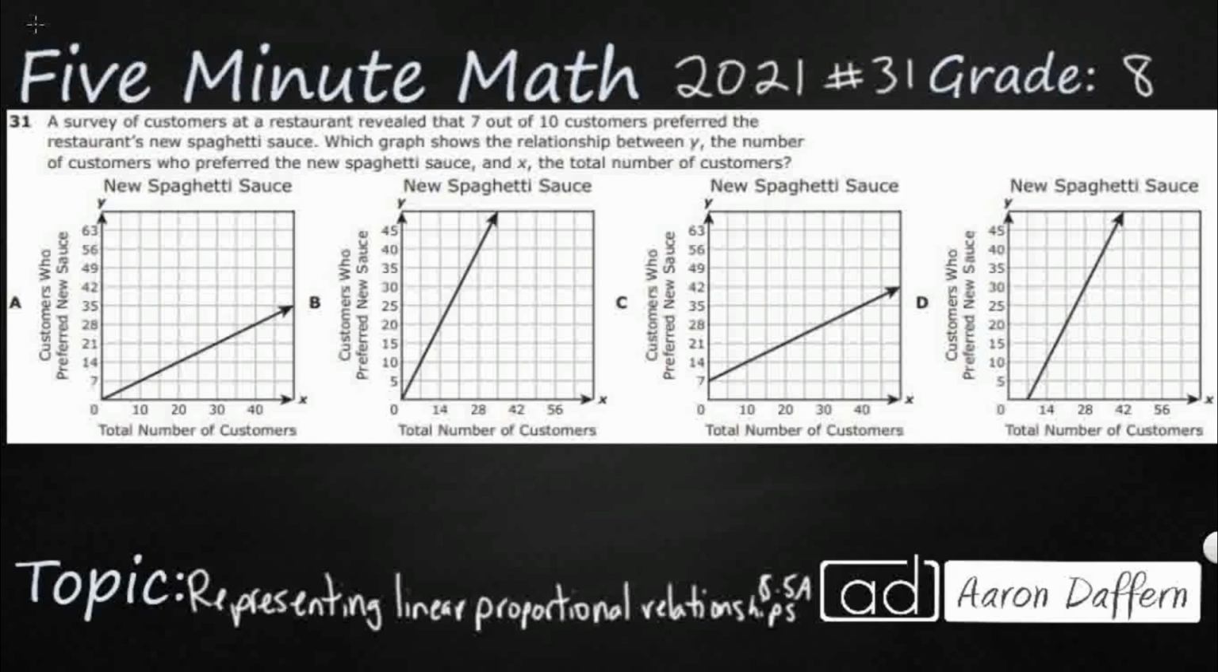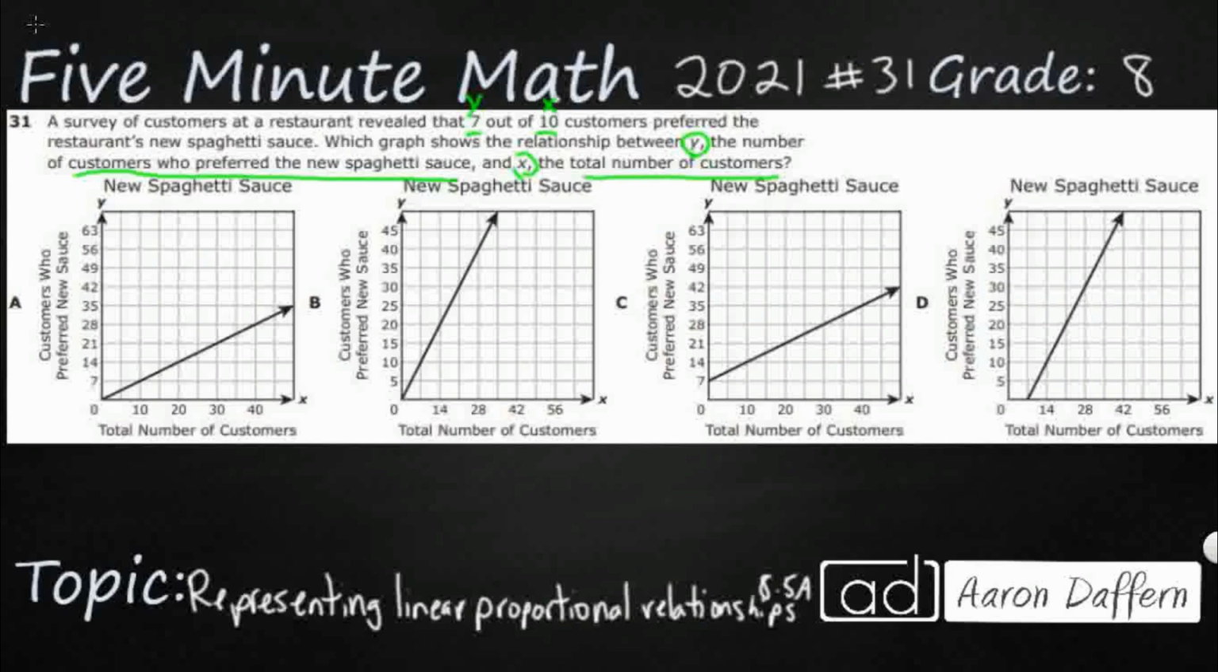So we've got a survey of customers, and all we get is 7 out of 10 customers preferred the restaurant's new spaghetti sauce. So which graph shows the relationship between y, all right, so they're going to give us our x and y coordinates, the number of customers who preferred the new spaghetti sauce, so that's going to be this right here, first number, and then x, total number, 7 out of 10. 10 is going to be our total.